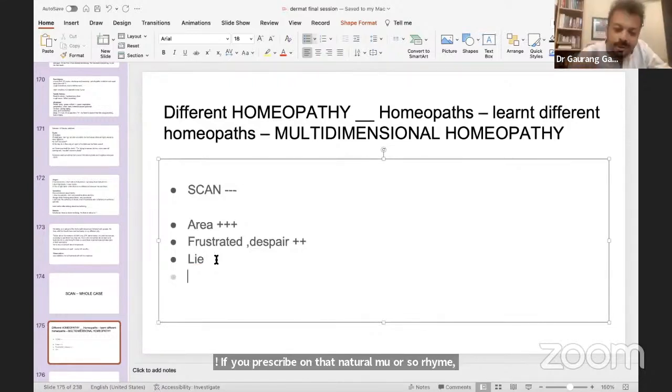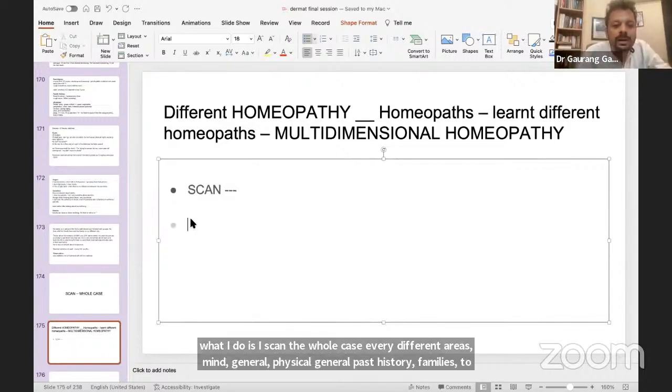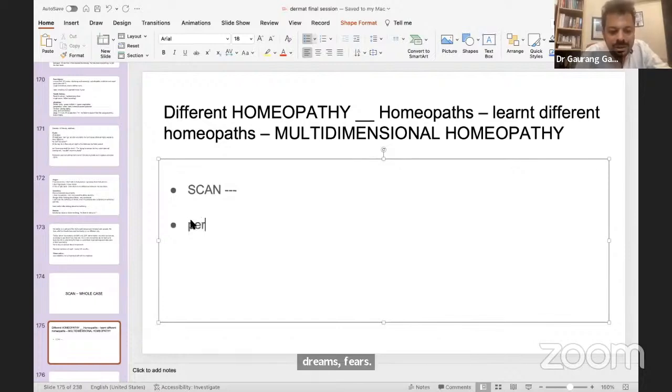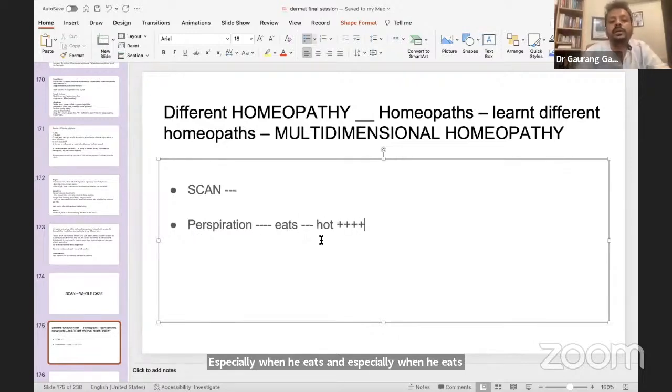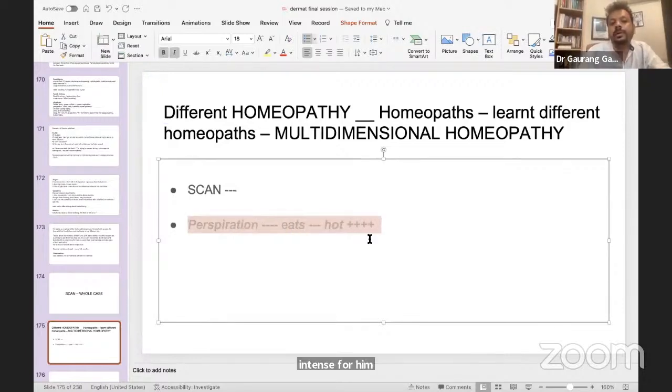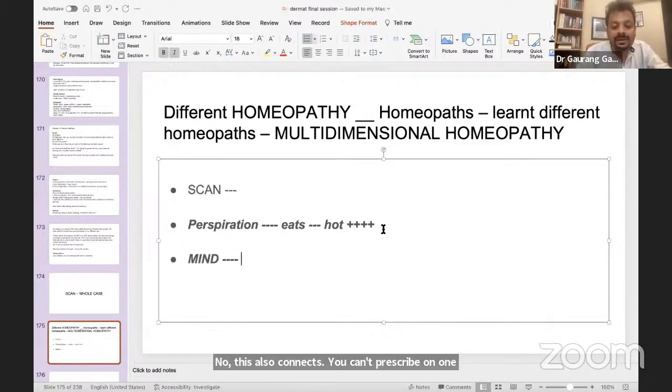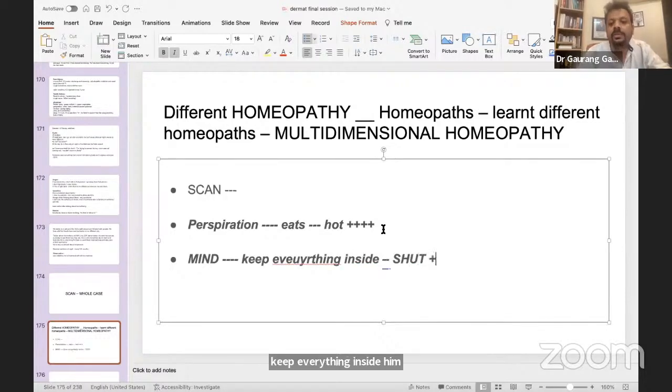So what I do is I scan the whole case, every different area: mind, general, physical general, past history, family history, dreams, fears. And when I look at the whole scan, I find something very peculiar, that he sweats a lot, especially when he eats, and especially when he eats something hot. Now, this is something very intense for him. You can't prescribe on one symptom. This also connects to a very important mind symptom in his case, where he tends to keep everything inside him and he tends to shut himself.